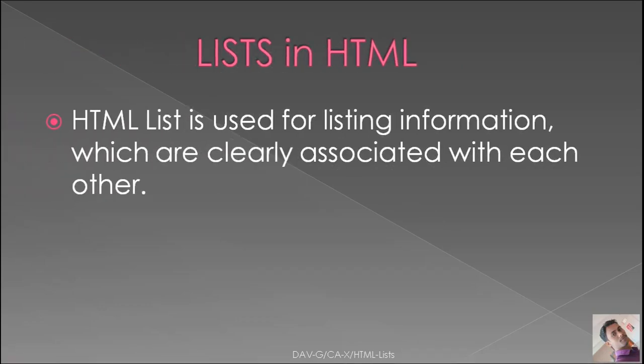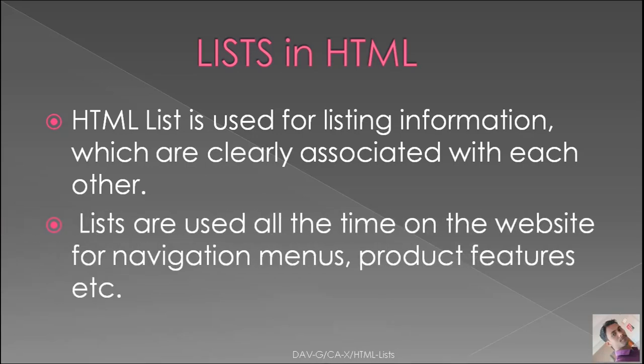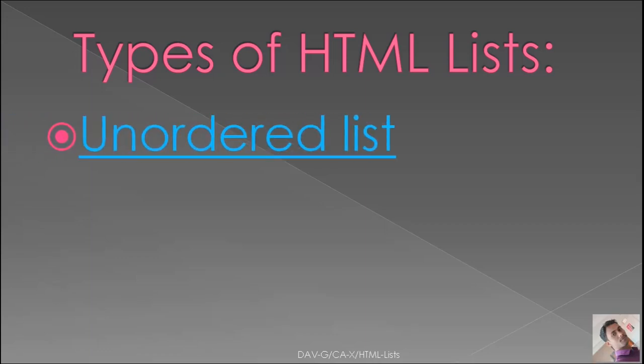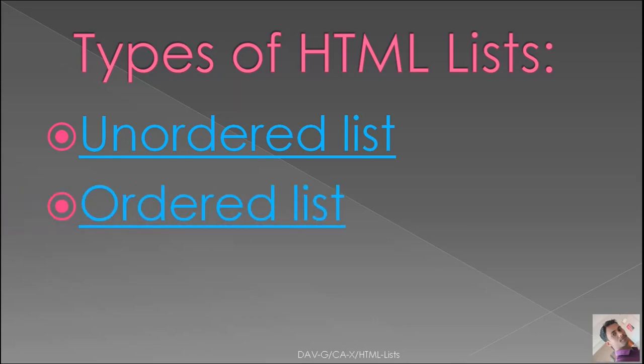So, lists. The HTML list is used for listing information which is clearly associated with each other. Lists are used all the time on websites for navigation menus, product features, etc. Now, types. Normally in HTML, there are three types of lists. One is unordered, second is ordered, third one is description list. We will cover one more type, that is nested list, at the end.